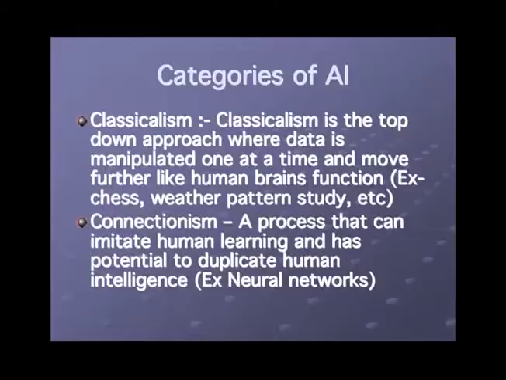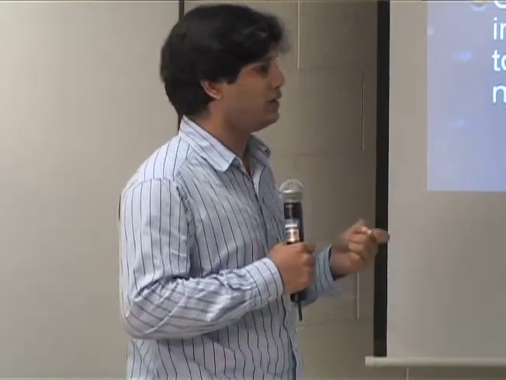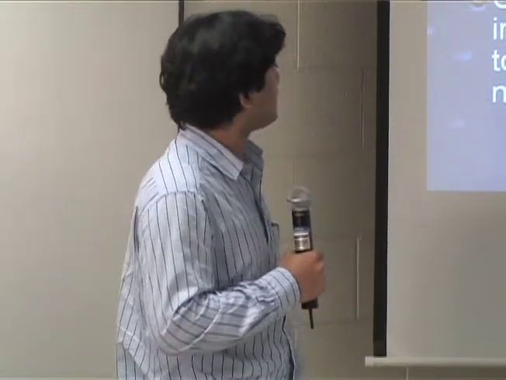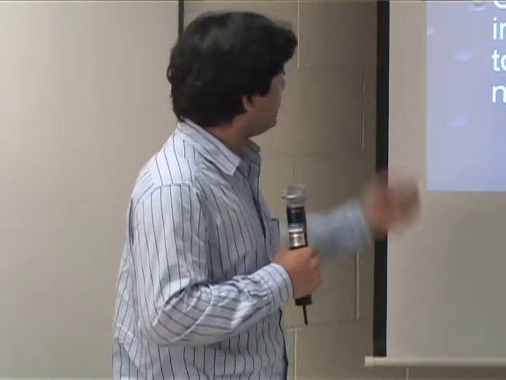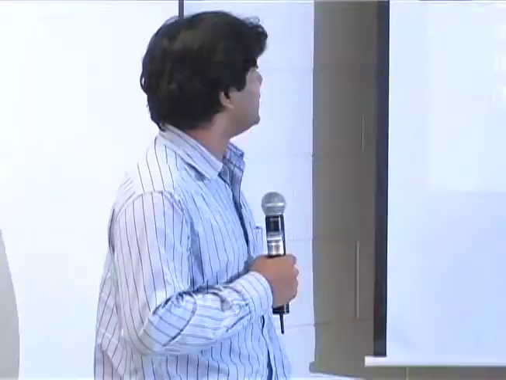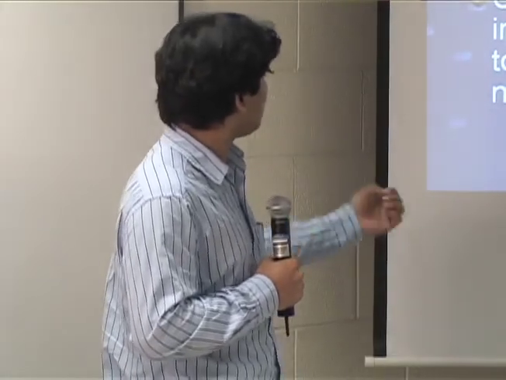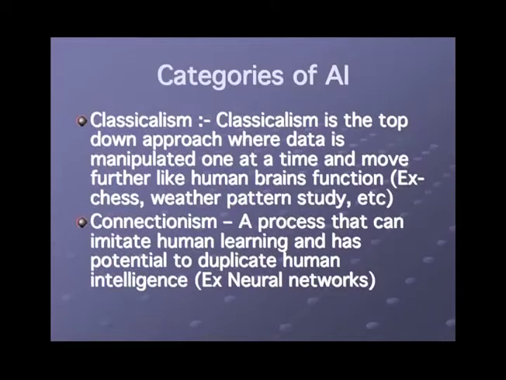There are two broad categories of artificial intelligence: classicalism and connectionism. Classicalism is more like rapid formulated mathematics. It does the calculations, and we come up with an appropriate answer. Practical applications would be chess and weather patterns. Connectionism would be more like human behavior, where you learn and interact, which is mostly done by neural networks.